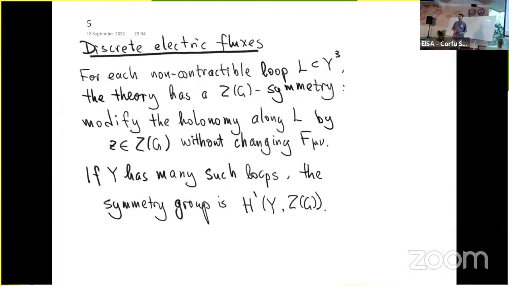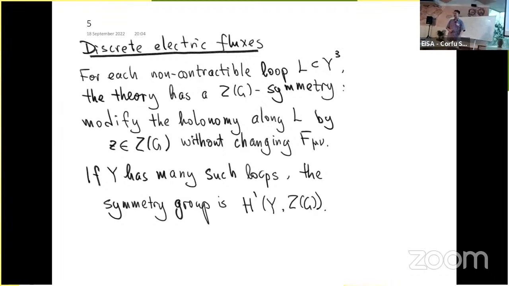Why is this a symmetry? I have to explain how this center can act on the fields. The most difficult part is how it acts on the gauge field. This action is simply as follows. For every element in the center, I want to define what the action is. The action is simply by modifying the holonomy along this non-contractible loop by this central element.